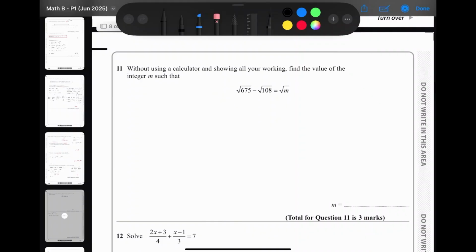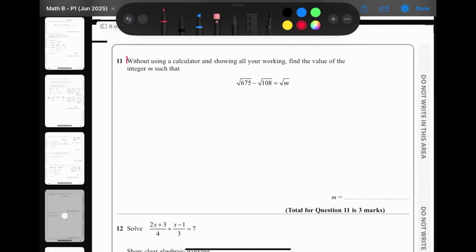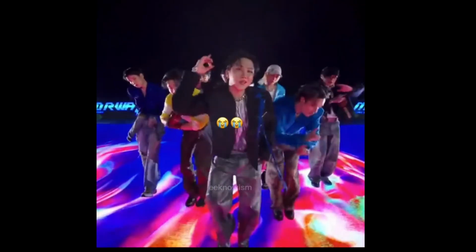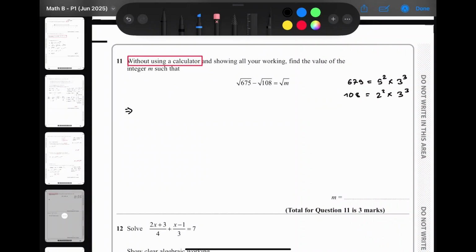For this question, we need to simplify these values under the roots into prime factors. It says not to use a calculator, but we do not care. Nobody can stop me. We can write 675 as this, and we can write 108 as this here. Now we will replace the numbers with their factors. The 5 and the 3 had squares which will get cancelled by the roots, leaving a common term, 3 cube.